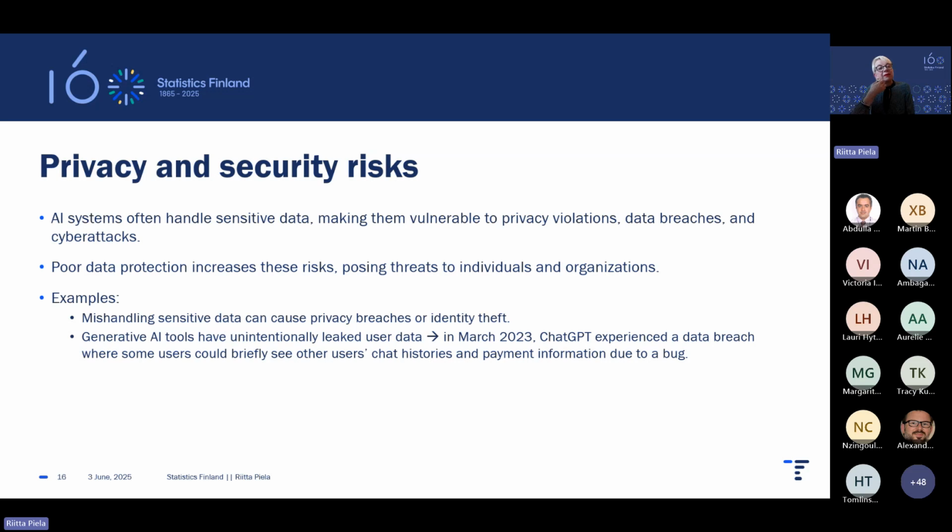like generative AI tools, which have unintentionally leaked user data. That happened also to ChatGPT in 2023, where there was a data breach where some users could see other users' chat histories and payment information due to a bug. And this was just a short example of what kind of privacy and security risks can really occur.